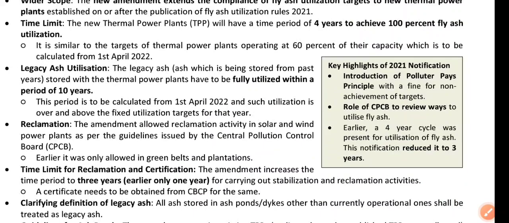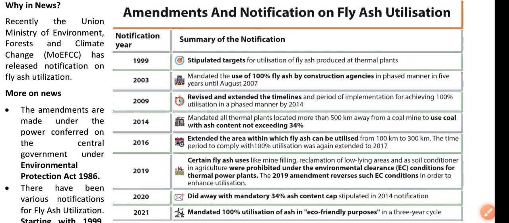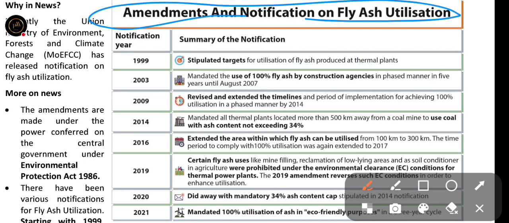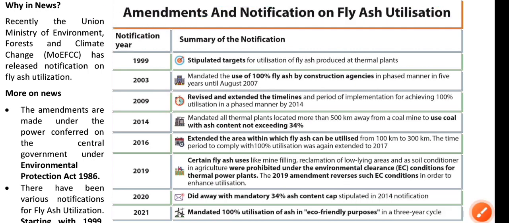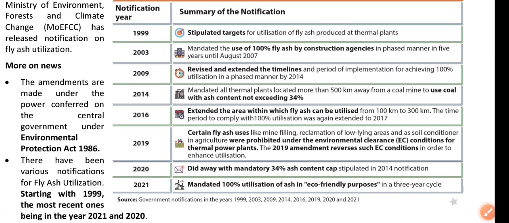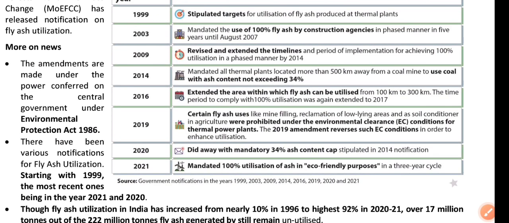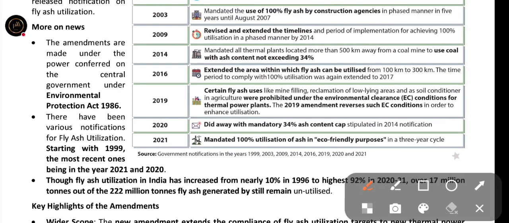Okay, and here these are the amendment and notification on fly ash utilization. So you should go through them 1 or 2 times for reading purposes. Okay, these are not important for chronological purposes, but you should know about the facts related to fly ash.